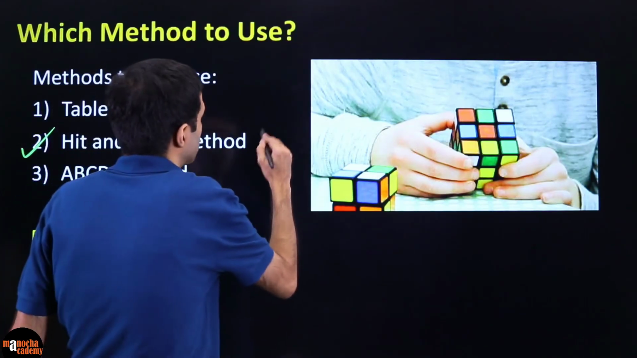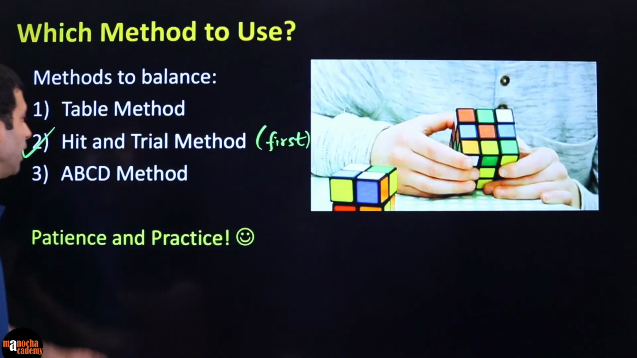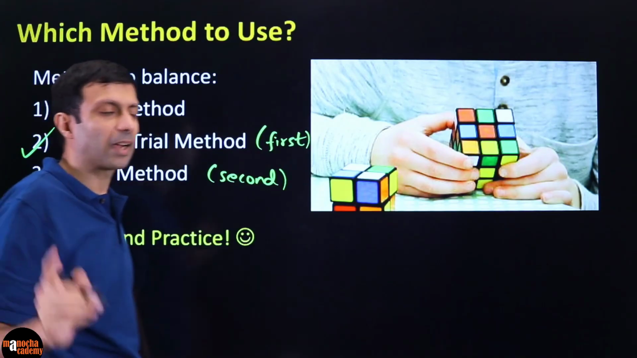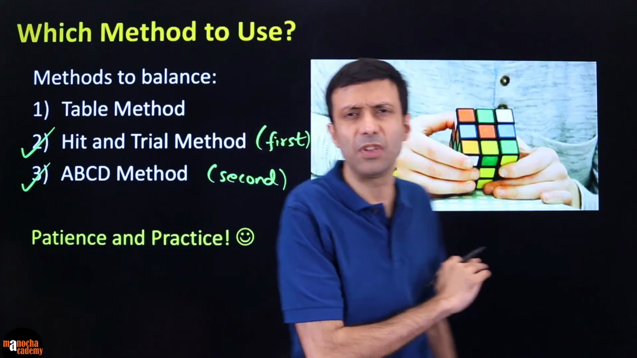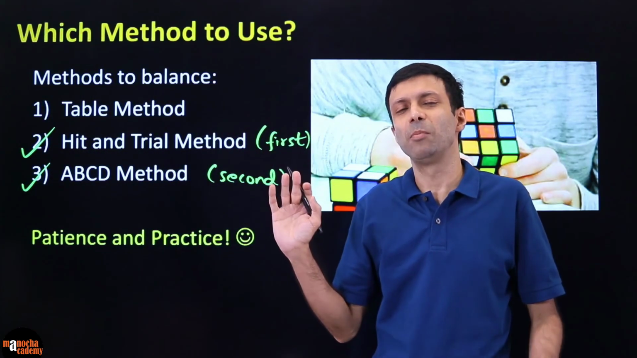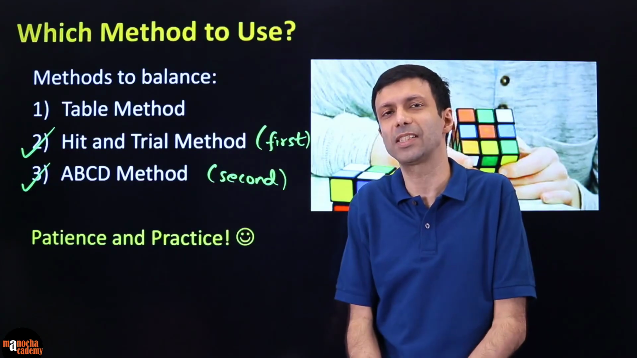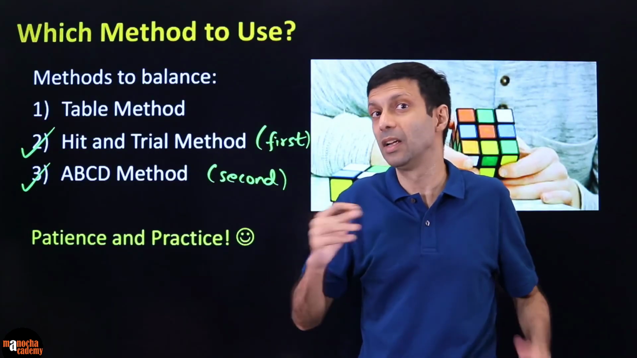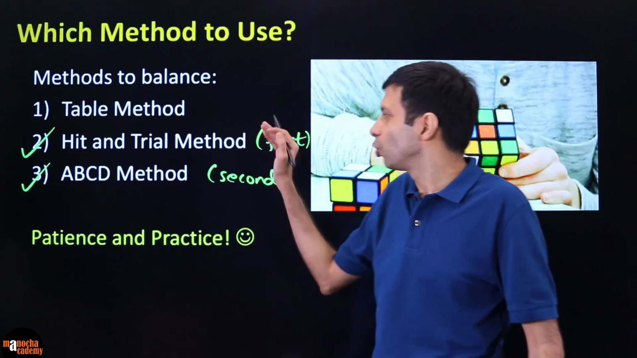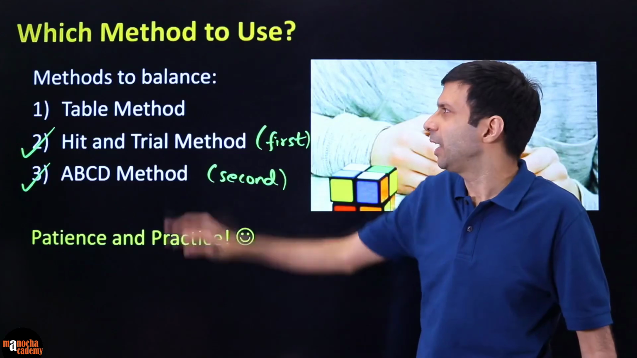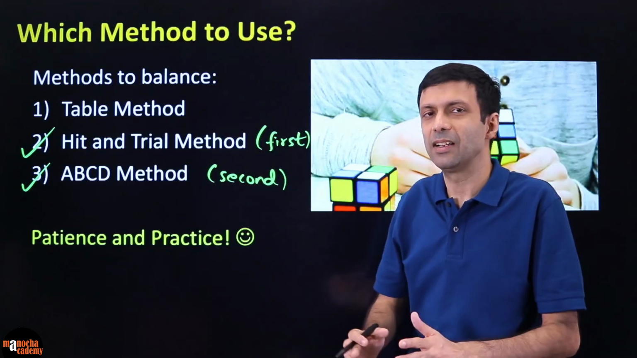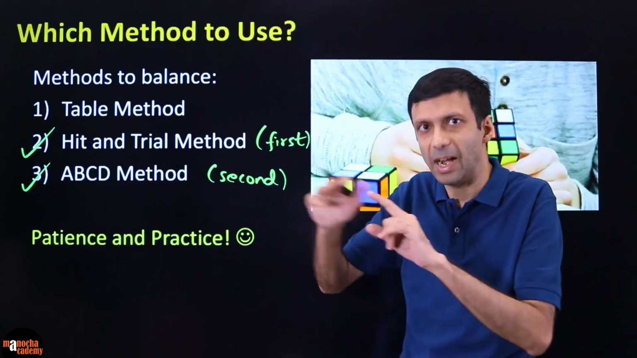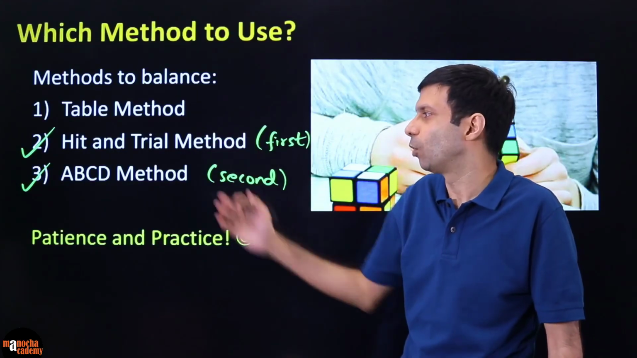So try this first. If hit and trial is not working, you go for ABCD method, because this is your backup plan and it can solve even the toughest of balancing equations, because now you're no longer balancing, you're just solving some equations, you're just doing a bit of mathematics and taking the easiest coefficient as 1. Just be careful of the fractions. So this would be my recommendation. Table method is just for understanding, and it does make doing the hit and trial easy. So you can use hit and trial and make a table also, but this is what I would do.